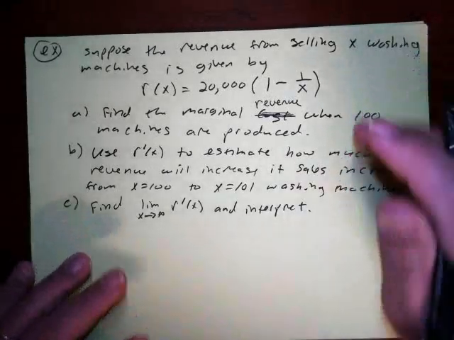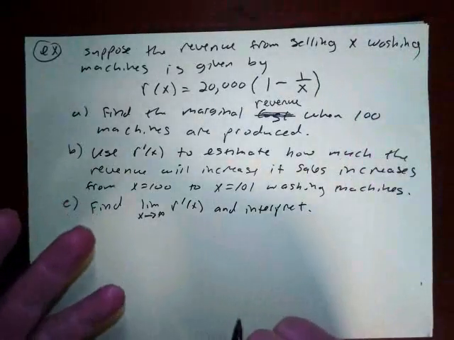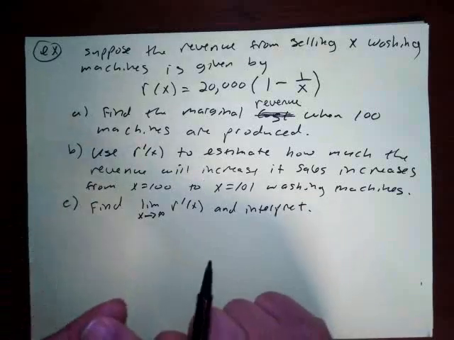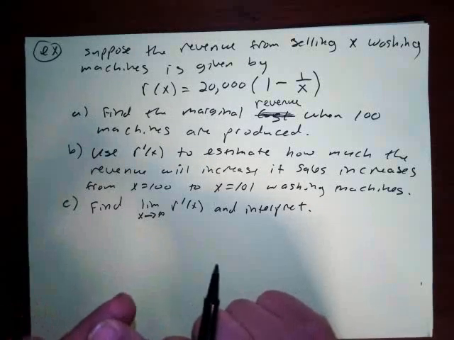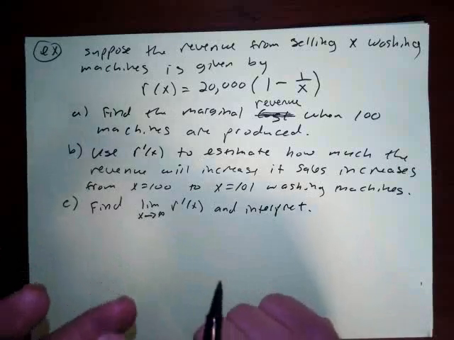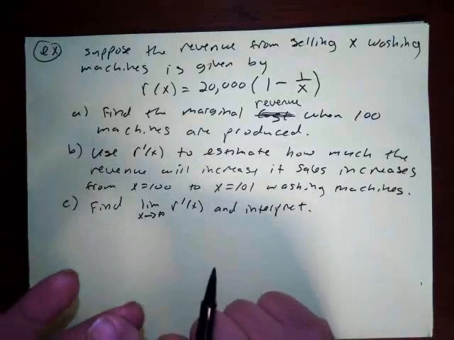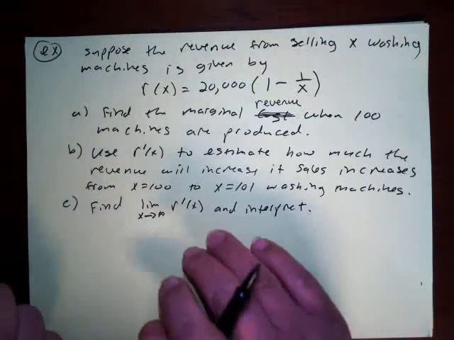In economics, you have cost, revenue, and profit. The cost is how much it costs you to make the products. The revenue is how much you make when you sell the products. The profit is the difference between your revenue minus your cost.